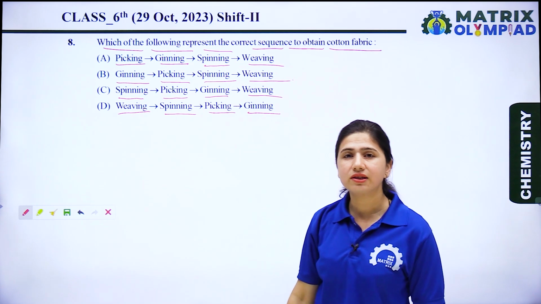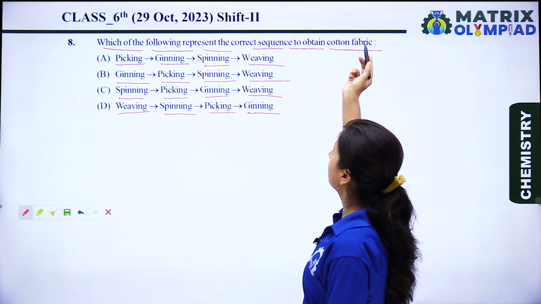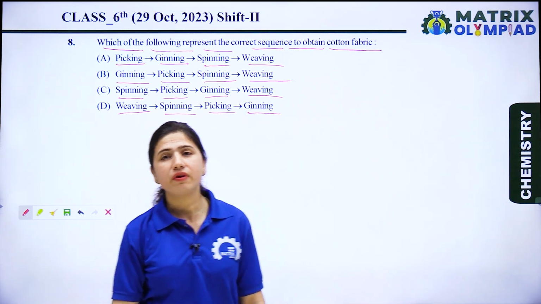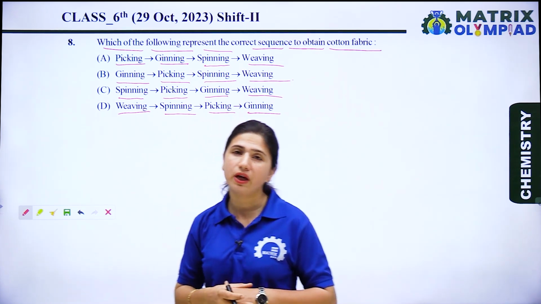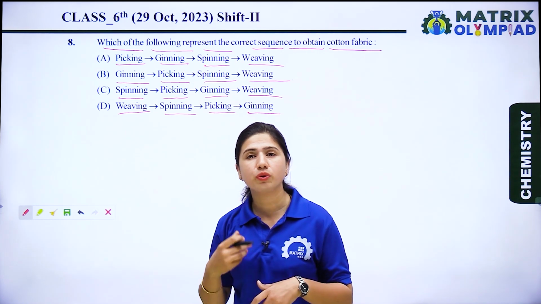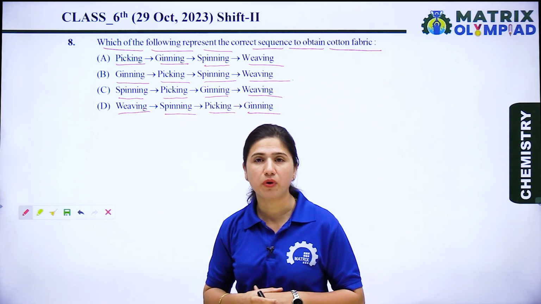Let's discuss this point. First, which of the following sequence represent the correct sequence to obtain the cotton fabric? Firstly we get the cotton balls from the cotton plants by the picking process, and after that cotton balls are converted into the cotton fiber, and that process is known as the ginning process.